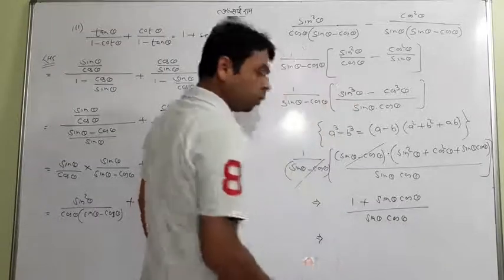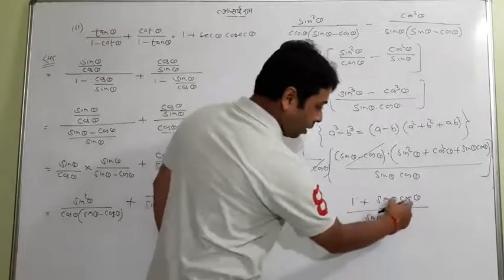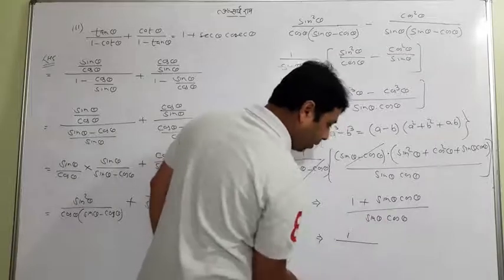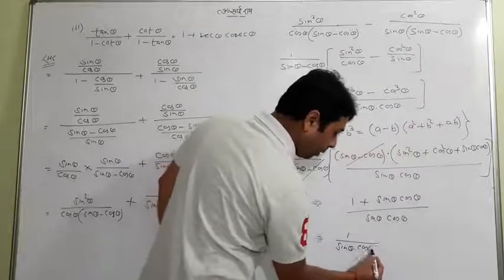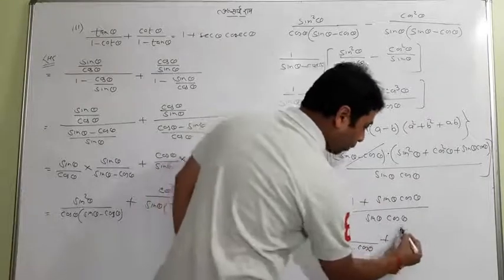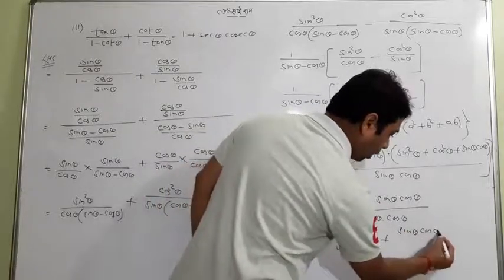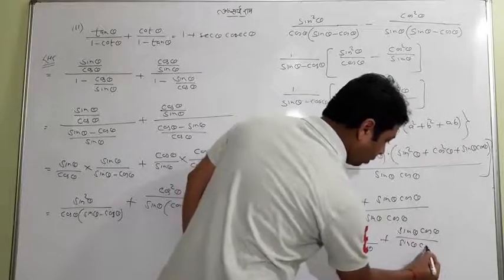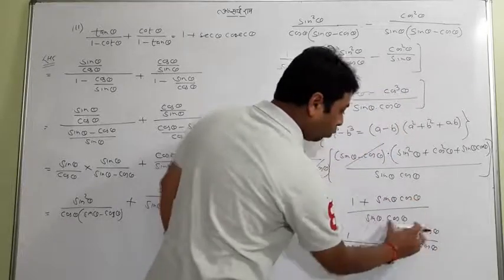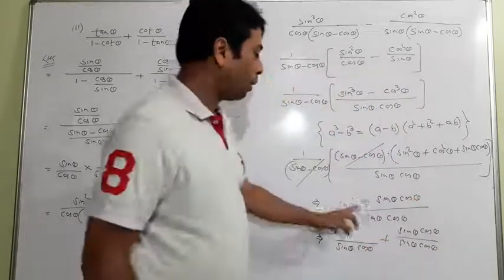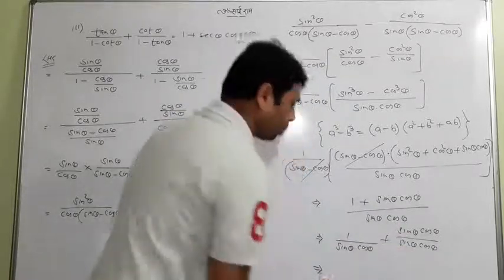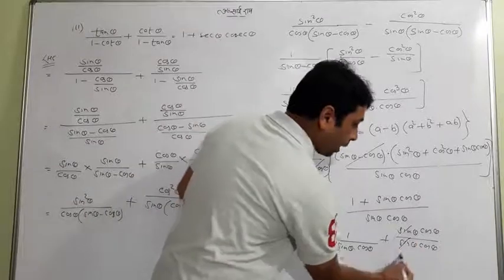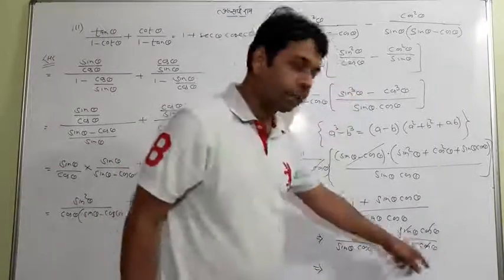So we are very near to the answer. Now we separate it. 1 by both will come. In separation, the denominator will not change. Both will come, and sin theta cos theta upon sin theta into cos theta. This time again both will come. Actually 1 by both will come and this by both will come. Now what will happen next? It is very interesting. Sin and sin will cancel, cos and cos cancel, and 1 is remaining there.